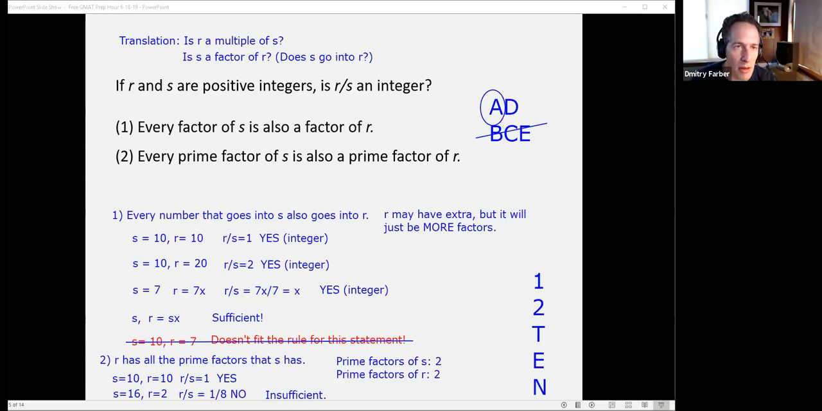So to make that clear, I'll rewrite this. Prime factors of 16, 2. Prime factors of 2, 2. Right? In other words, when I list what are the primes that go into this number, there's just 1.